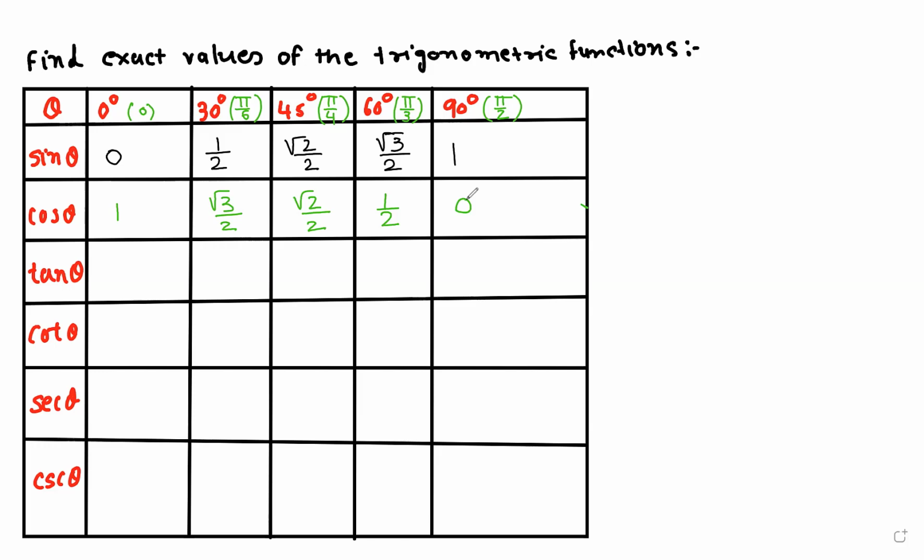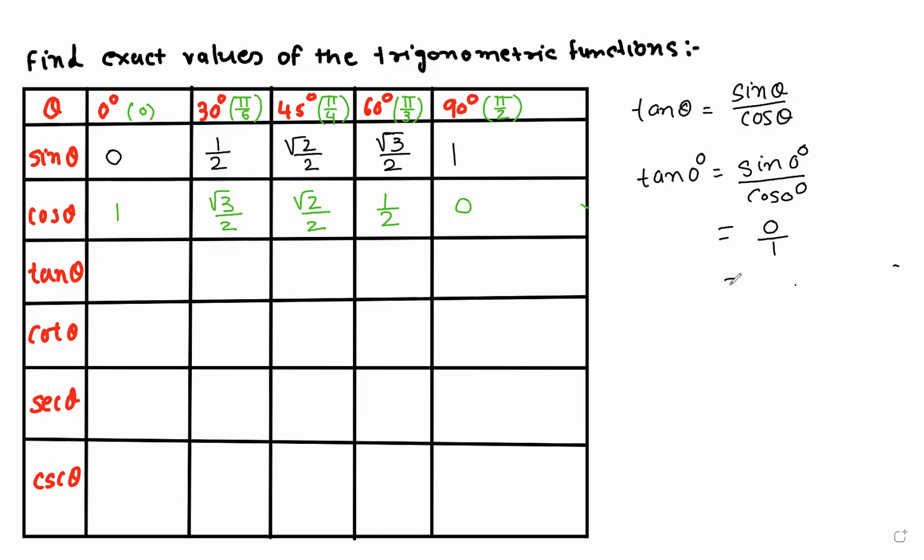To find tangent theta, we are going to use the concept of quotient functions. So sine theta over cosine theta equals tangent theta. So to find tangent of 0 degrees, we're going to find the value of sine 0 degrees and divide that value by cosine 0 degrees. So that is equal to 0 over 1, and that value is 0. So tangent 0 degrees is 0.